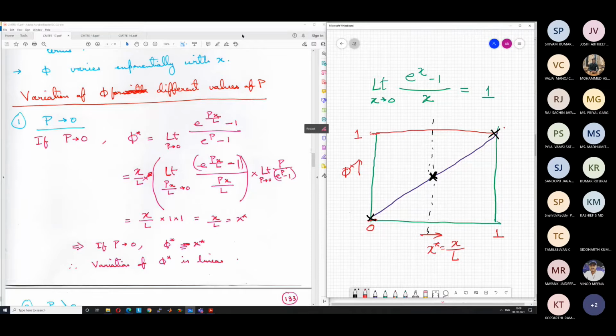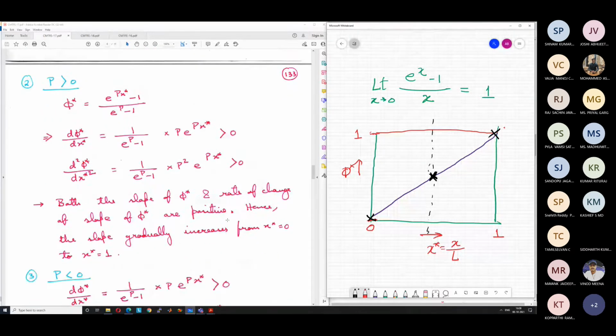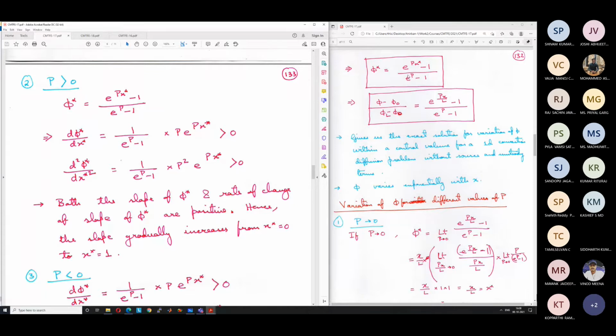So next is if P is greater than 0. So what if P is greater than 0? Again, if we go back to our equation, phi star is e to the power P x star minus 1 by e to the power P minus 1. If I take a derivative with respect to x star, d phi star dx star is equal to 1 by e to the power P minus 1 into the derivative of this with respect to x star, which is P into e to the power P x star.